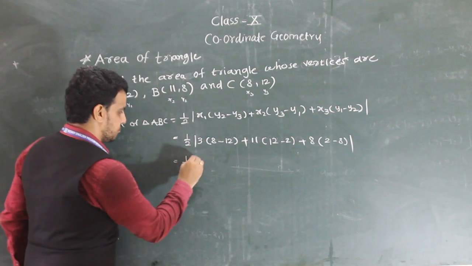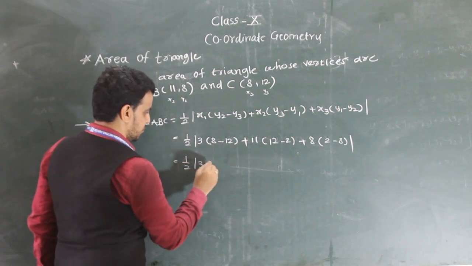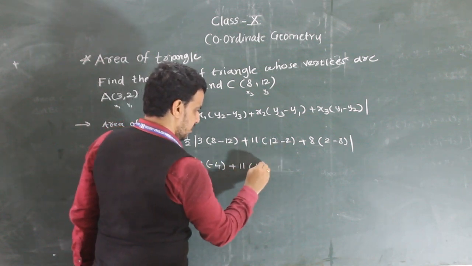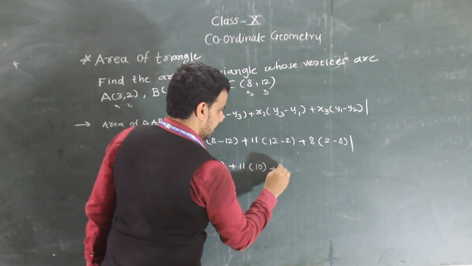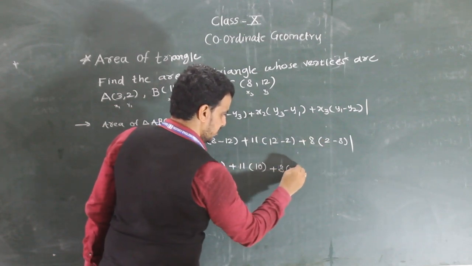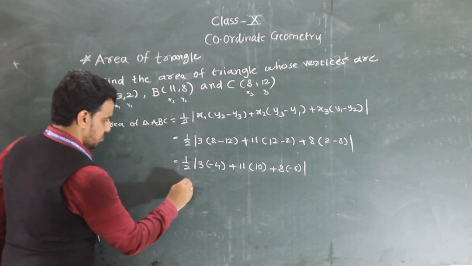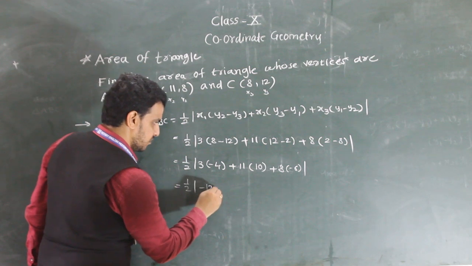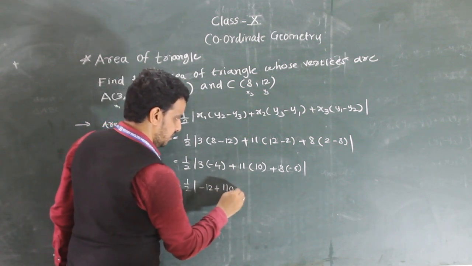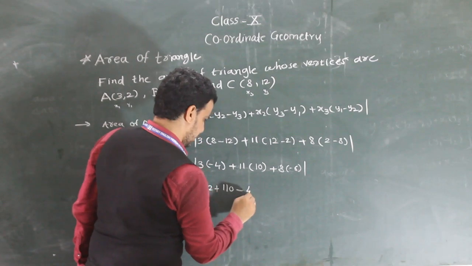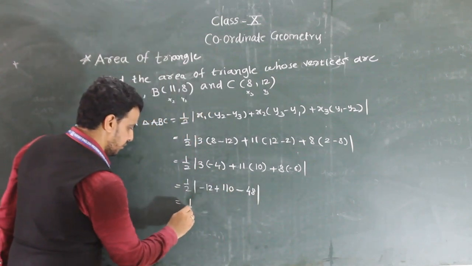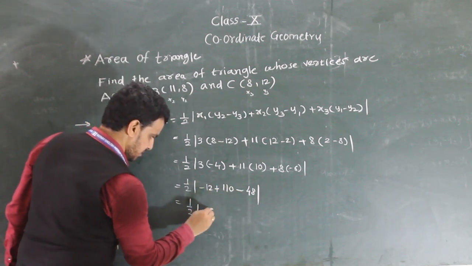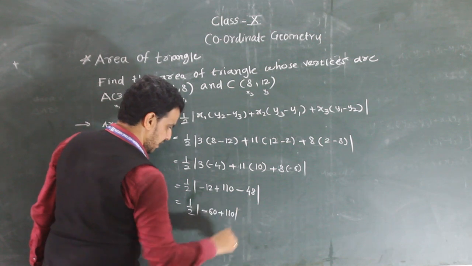So half into mod of 3 into 8 minus 12, that is minus 4, plus 11 into 12 minus 2, that is 10, plus 8 into 2 minus 8, that is minus 6. This is half into minus 12 plus 110 minus 48. So here half into mod of minus 48 minus 12, that is minus 60 plus 110.